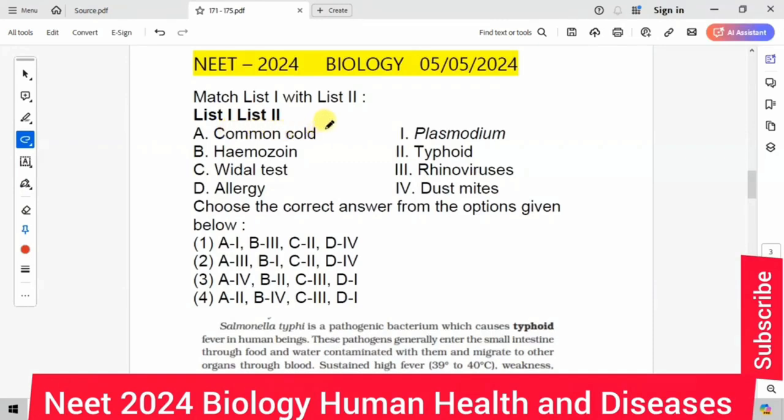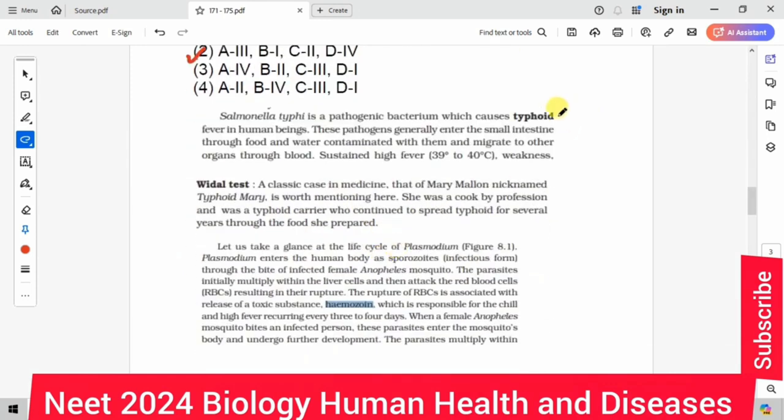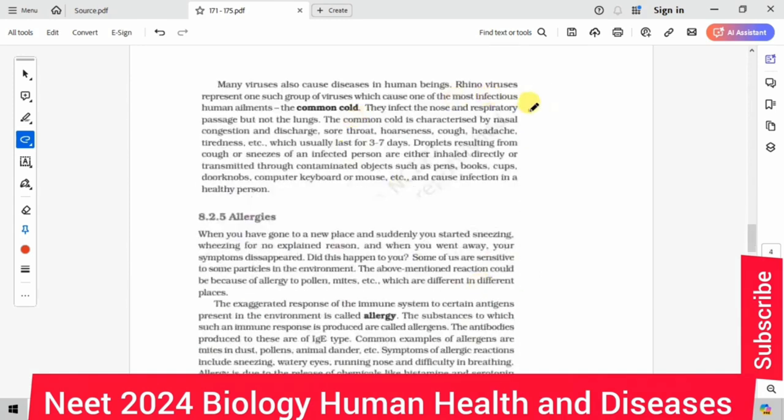Match the following. Common cold is 3. Rhinovirus causes common cold. Next, hemozoin. It is related to Plasmodium malaria, 1. Next, the Widal test is a test for typhoid, so it is 2. Next, allergy. Allergy is about dust mites, and it is 4. So the option is 3, 1, 2, 4. You can see the NCERT lines here about the question, and it's from the chapter known as Human Health and Diseases.